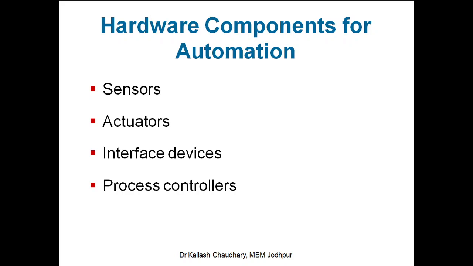Now we talk about the hardware components required for automation. They are largely sensors, actuators, interface devices, and process controllers. So we'll see what these components are and how they work.